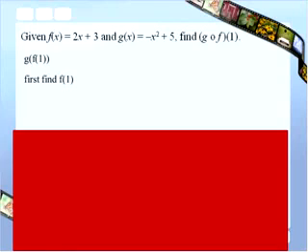and to find f of 1, I replace the x with 1 in the function. So I will have 2 times 1 plus 3, which will give me 5. From there, I'm going to take this 5 and I'm going to place it into the function g. So I'm actually going to be finding g of 5 next.